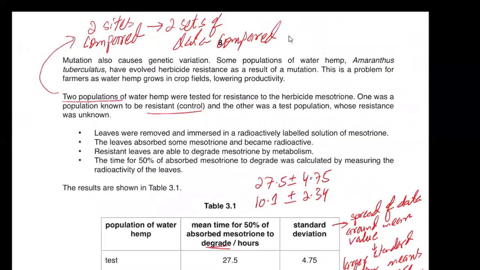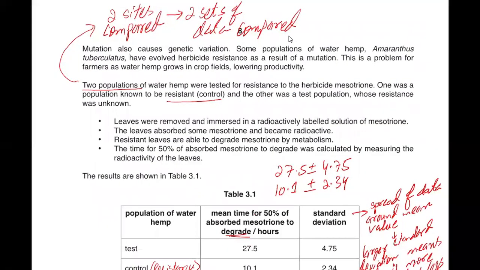Now the next part of the question moves to another part of your syllabus. They bring mutation into the question. The first thing you have to do when reading a question is to identify which topic the question deals with. So mutation, also called genetic variation. Some populations of water hemp, an organism named with two words: the first word represents the genus of the organism, and the second word represents the species.